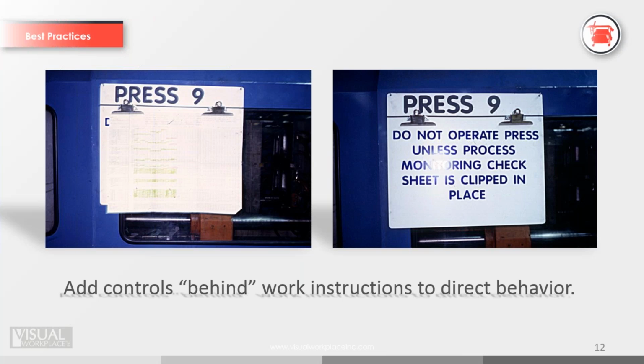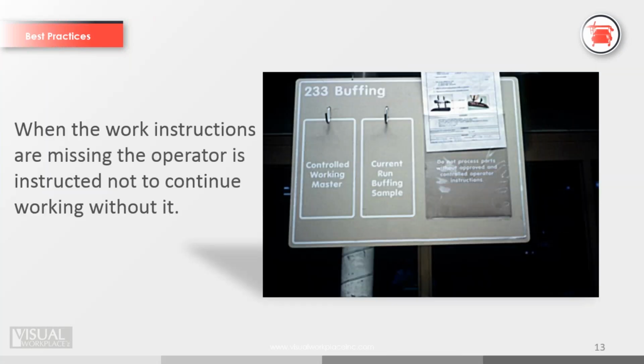We also have that in this next example as well, defining where things belong, and you can see in the fine print behind the work instruction, it says, do not process without an approved, controlled operator instruction. So there's ways to put messages behind things and to be subtle so that you can capture the attention and direct people on what they should or shouldn't do if information is missing.